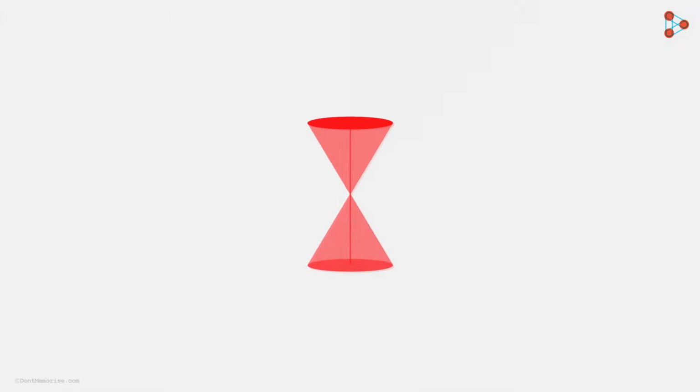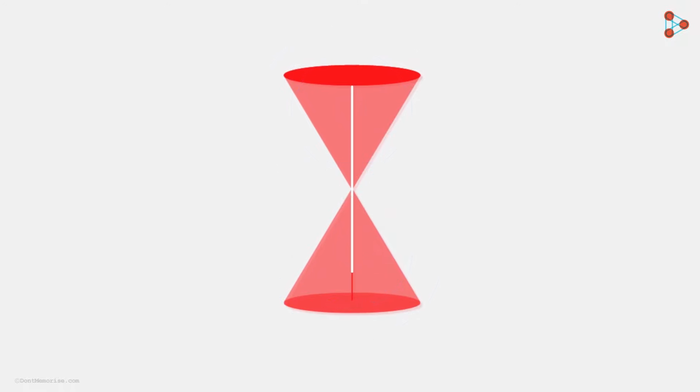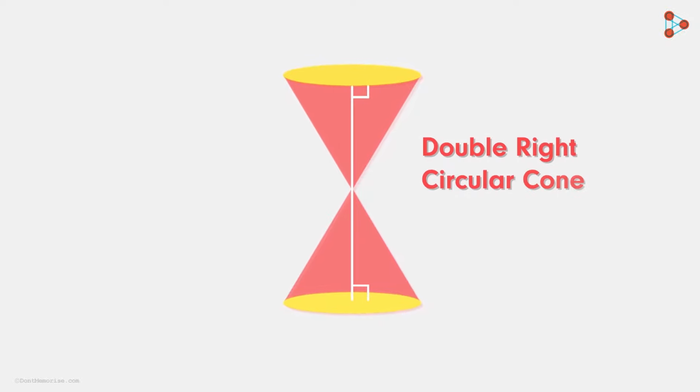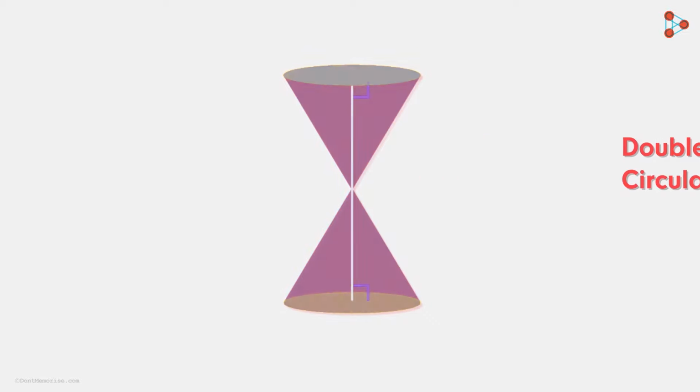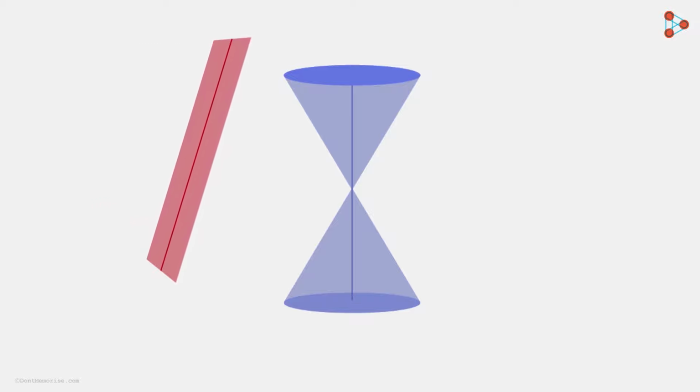But before that, can you tell me what shape this is? Since it has two cones and this line makes a right angle with these circular surfaces, this shape is called a double right circular cone. Yes, two cones and this line makes a right angle with both these circular bases. Now let's see something interesting. When a plane intersects this shape, we obtain different curves.